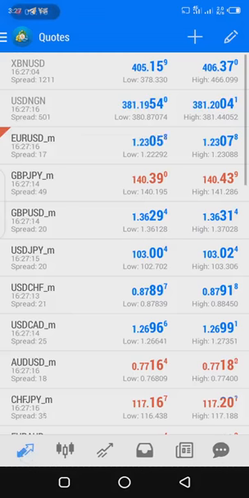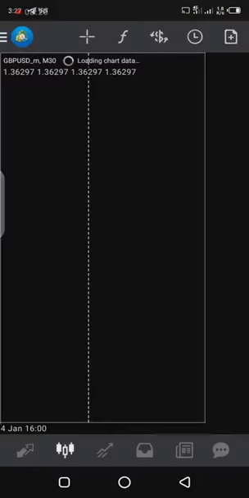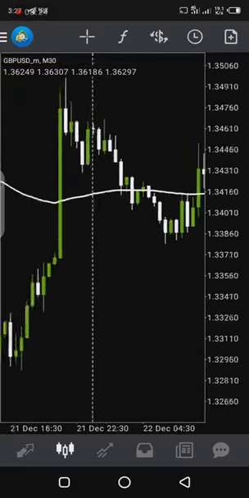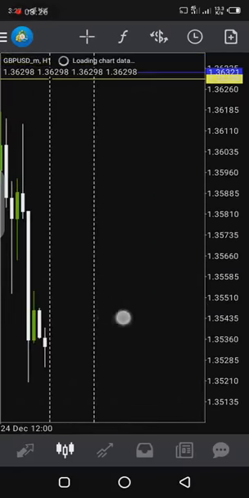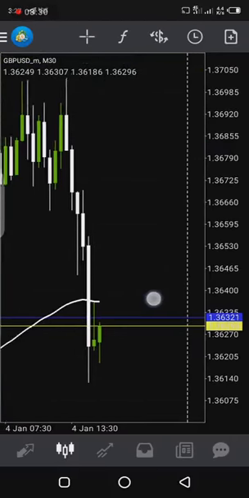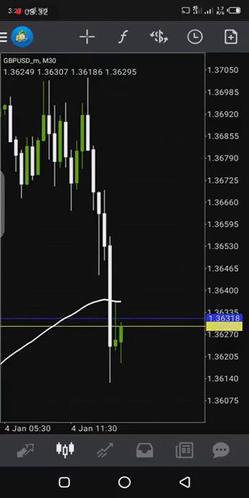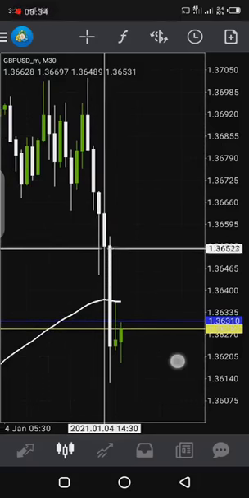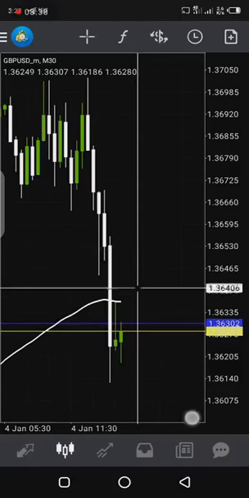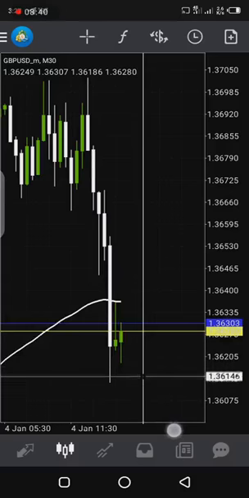Let's go to another pair. Let's use the GBP USD. I think a trade setup is coming up here on GBP USD. Yes, I'm seeing a trade setup here. The price has broken here. Wait for it to retest and get engulfed by another candle.